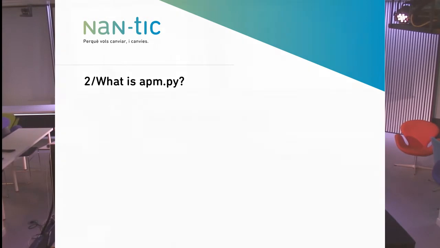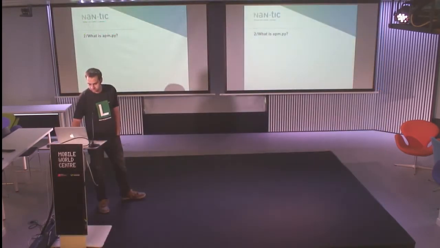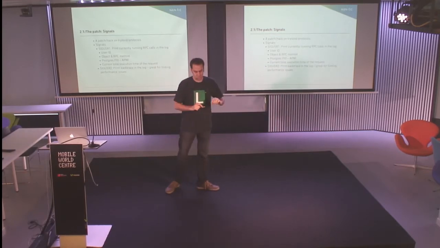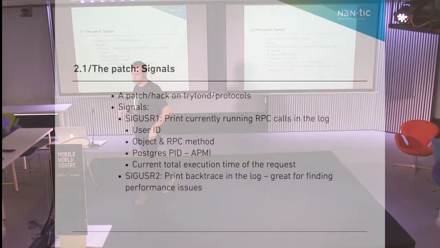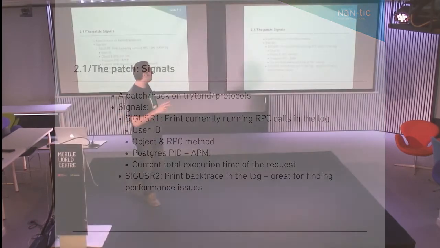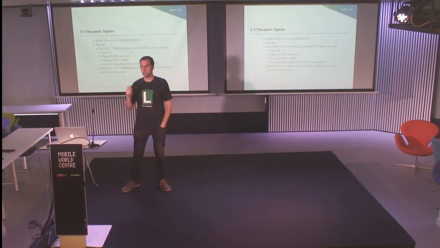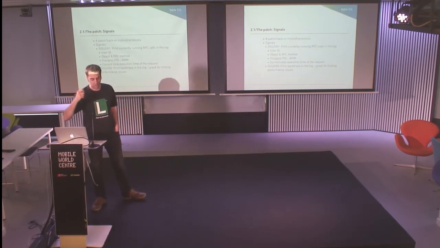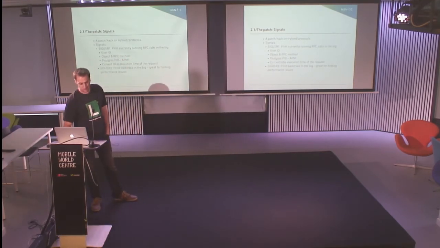So apm.py is a file which also needs a small patch to dispatcher.py, which adds basically three kinds of improvements. One of them is a couple of signals. You can send signal USR1 to the Tryton D server, and it will print the RPC calls that are being executed by the server at that moment.